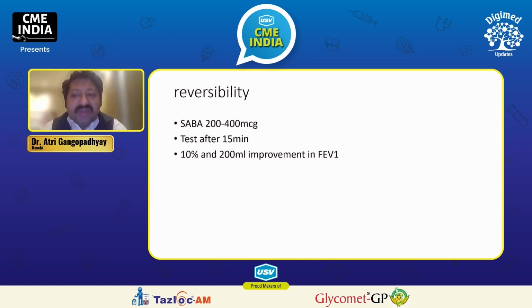SABA is a class of medicine, short-acting beta agonist. Salbutamol, levosalbutamol, these are inhalers. After doing one test, give 200 to 400 microgram of this medicine, wait for 15 minutes, repeat the test, and after repeating the test, you will find 10% and 200 ml improvement in FEV1. This confirms something known as significant reversibility, and this proves the diagnosis of asthma.